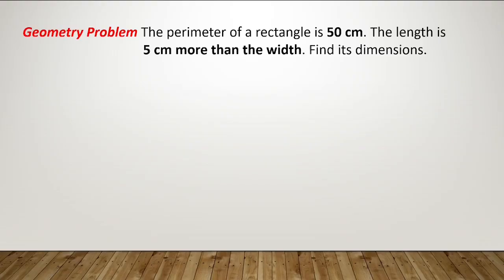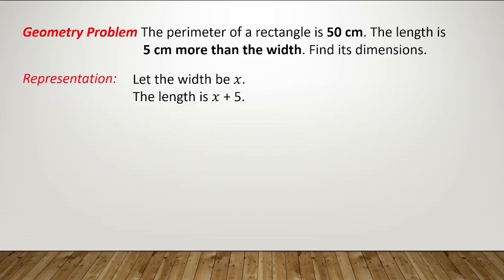But the width is unknown. And the length is 5 more than the width. So we let x be the width, or let the width be x. And the length is x plus 5 because the length is 5 cm more than the width.